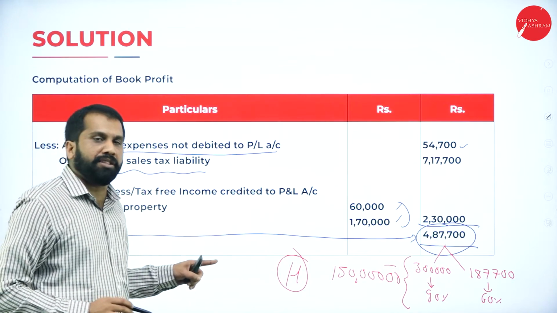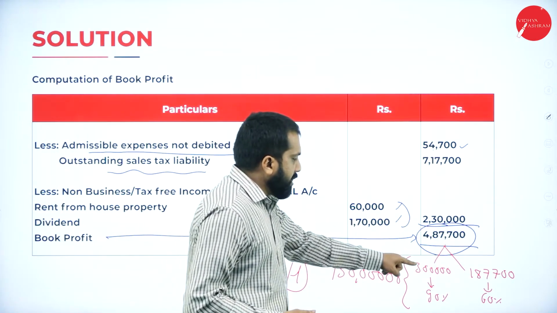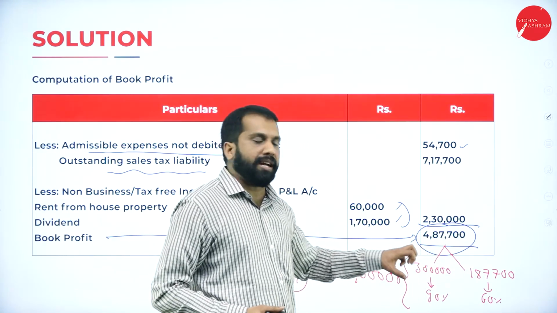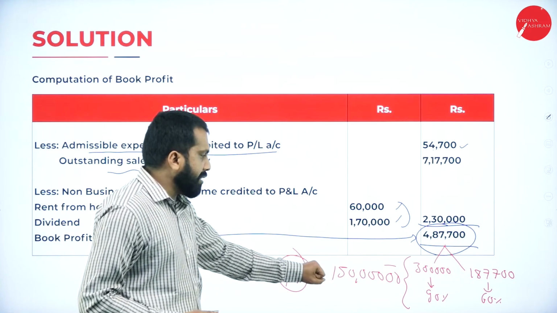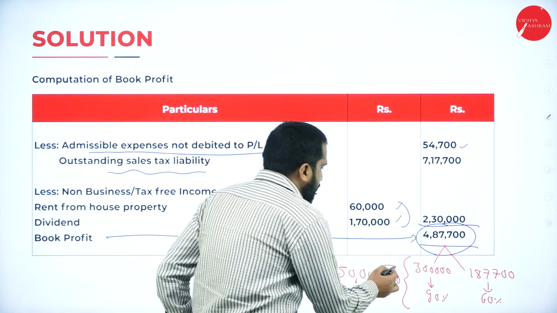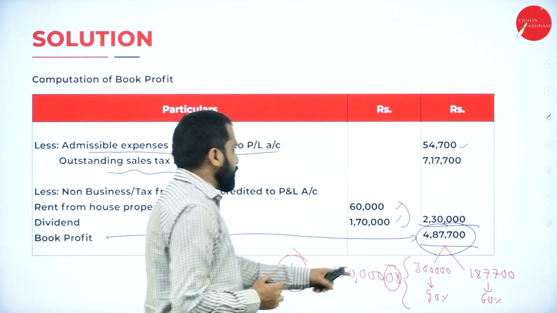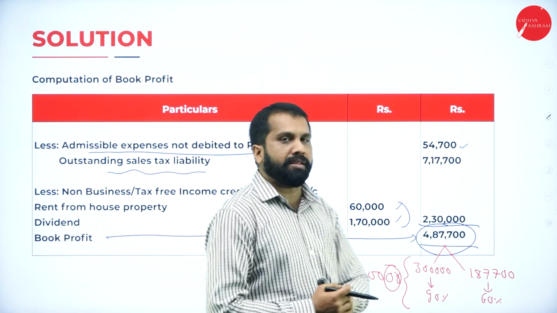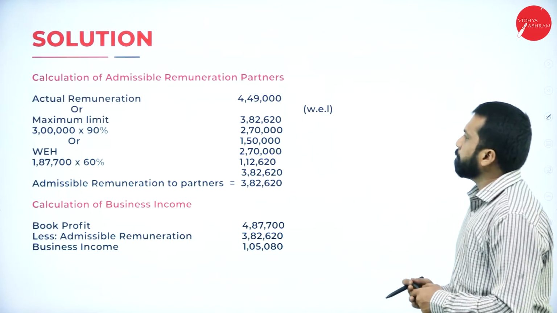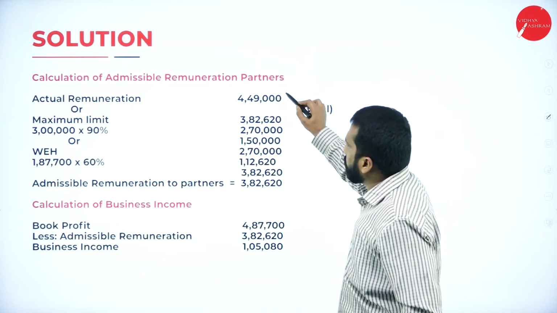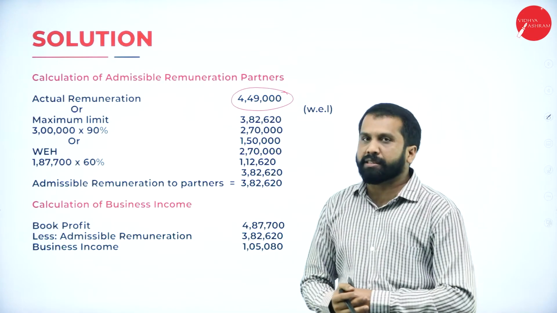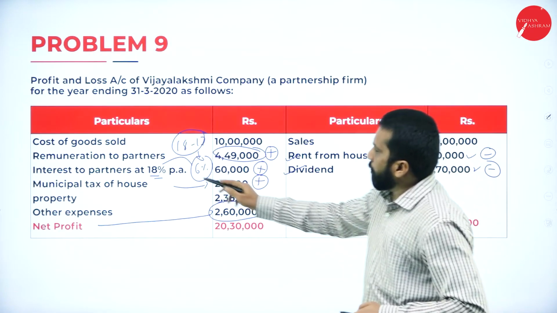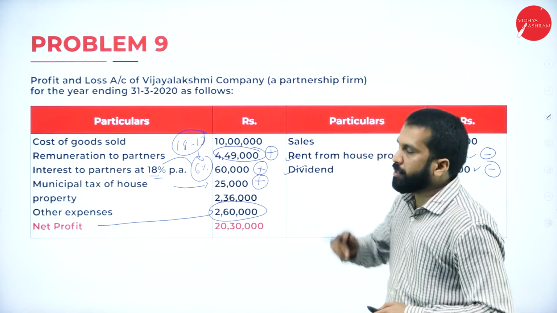How to find out remuneration? On this, up to 3 lakh 90%, above 3 lakh 60%. Whatever answer you get, compare with 1,50,000. So this is R. OR. So compare with 1,50,000, whichever is higher, you compare with your actual remuneration. Now I'll go for that. Now, actual remuneration is 4,49,000. I'll show you. See in the question, remuneration is given 4,49,000.